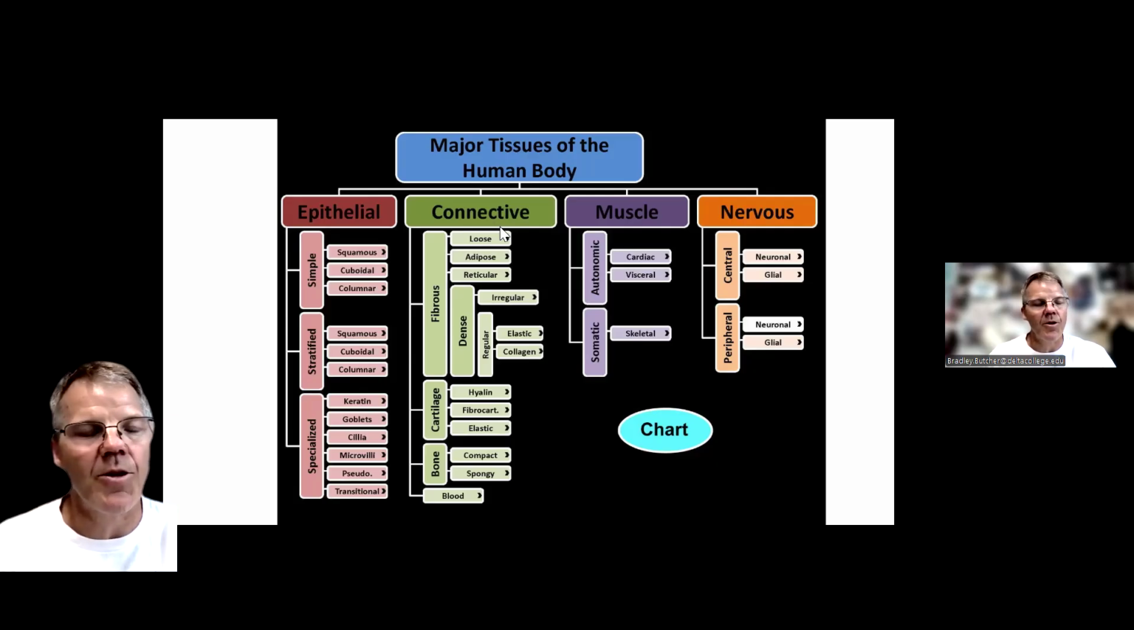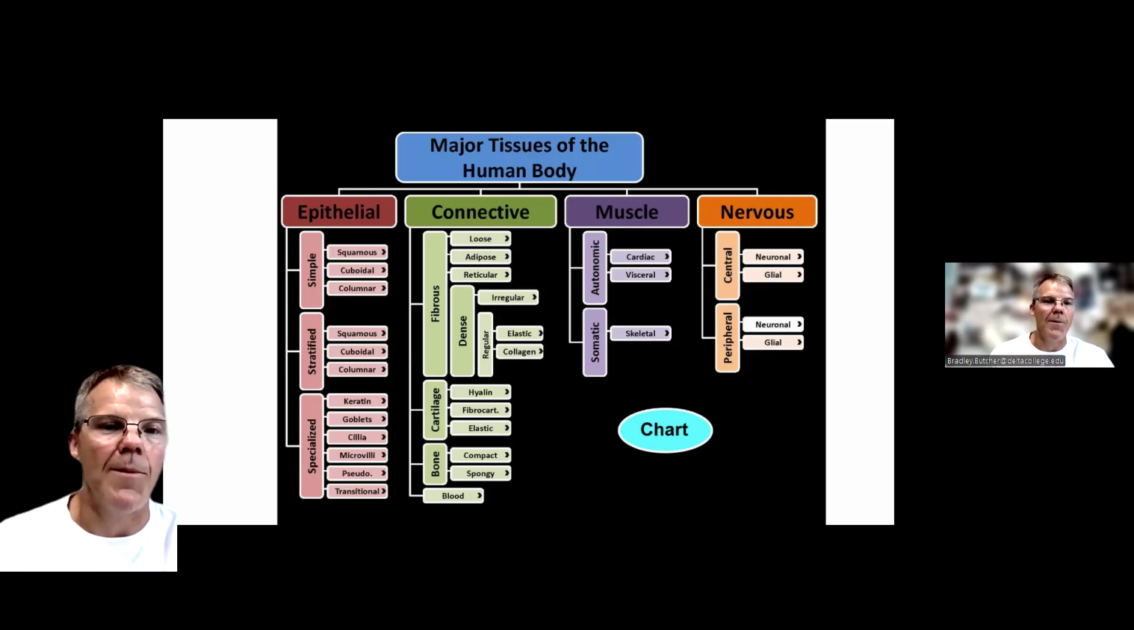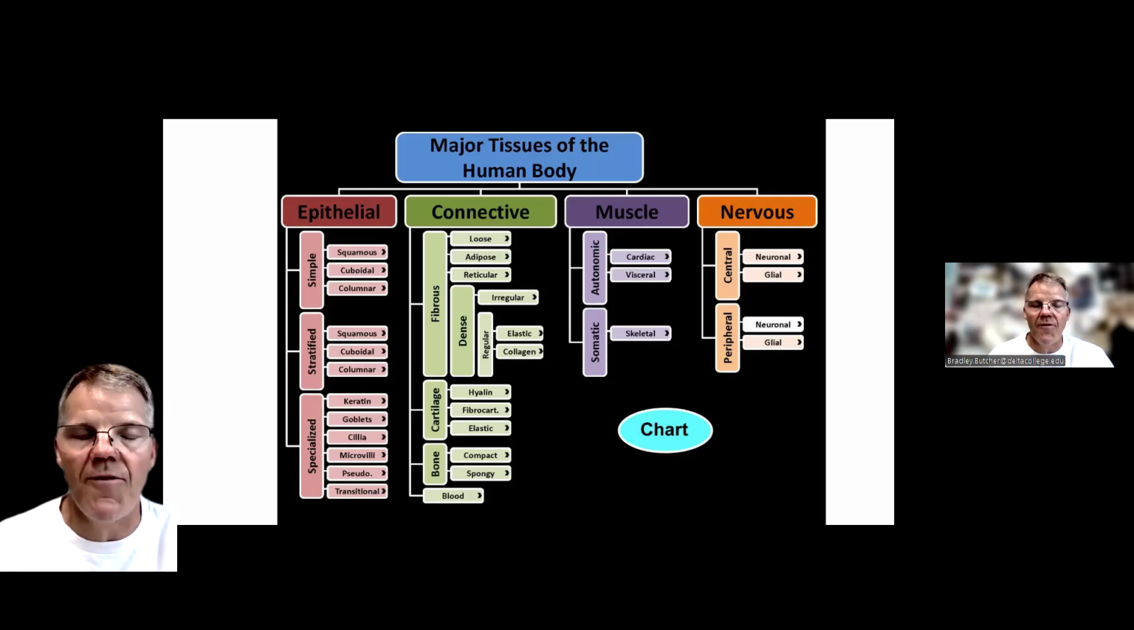What I would like you to do is really dig into your textbook and into each of these, really identify how to locate and identify them when looking through a microscope. Know their general function and where you might find them in the body, and then really be able to identify them in the microscope.